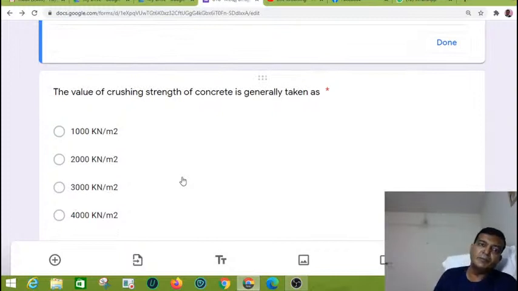The permissible value of the crushing strength of concrete is generally taken as 1000 kilonewton per meter square, 2000, 3000 and 4000. What will be your answer? Our answer will be 3000 kilonewton per meter square.